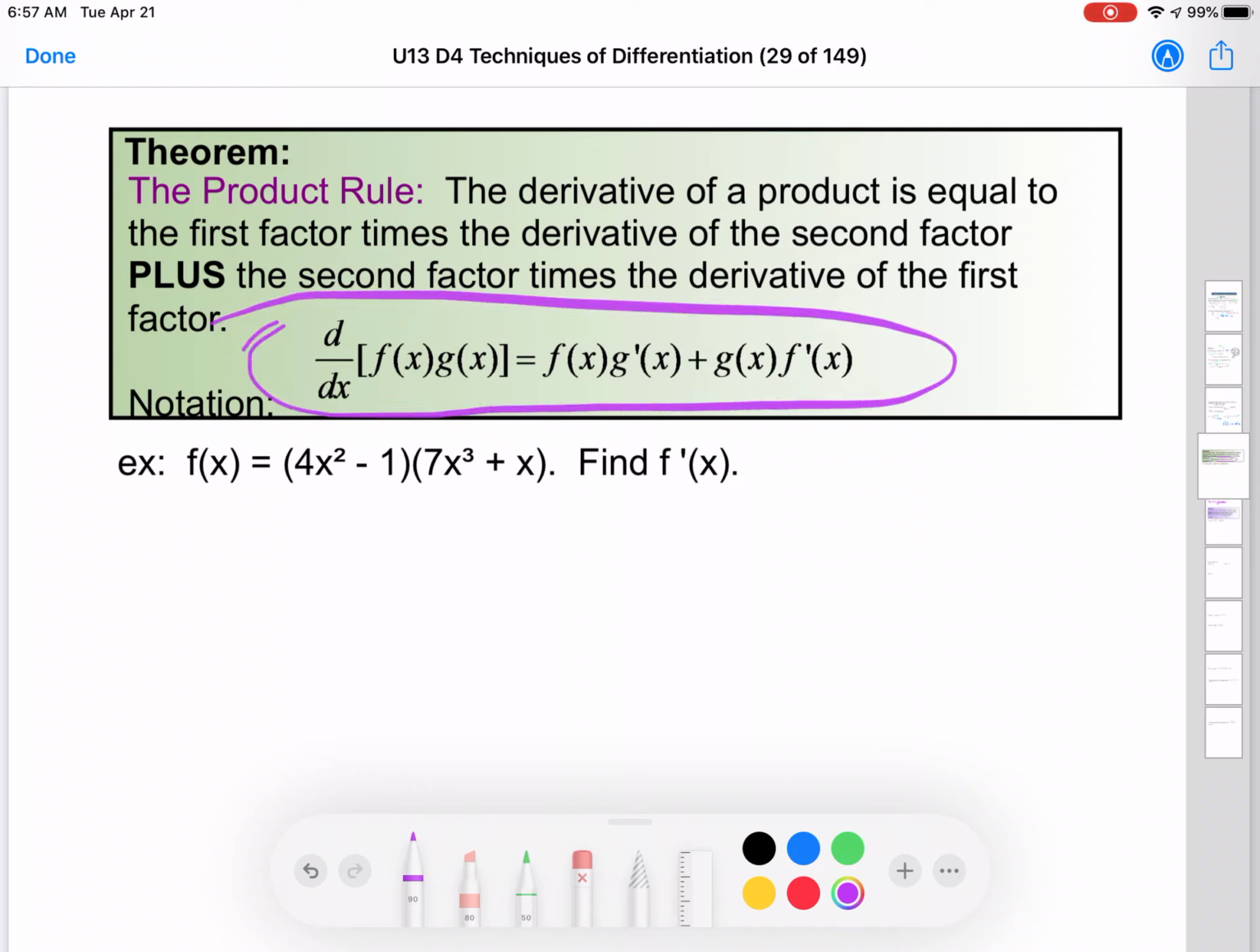So the derivative is equal to, we could call this one the first, and we can call this one the second, so f of x will be the first, and g of x will be my second. So you can see it's the first times the derivative of the second plus the second times the derivative of the first. Okay, so when we're first doing it, this might be helpful for you to do that as well, like maybe call this the first and call this the second. All right, so let's give this a shot.